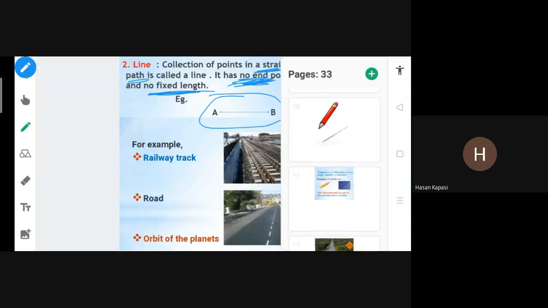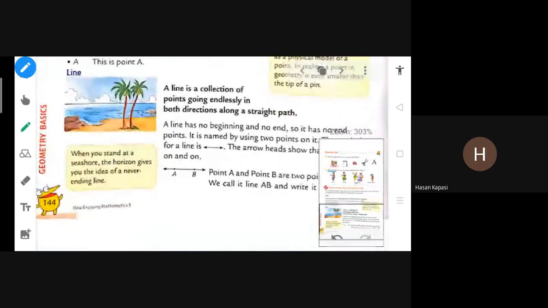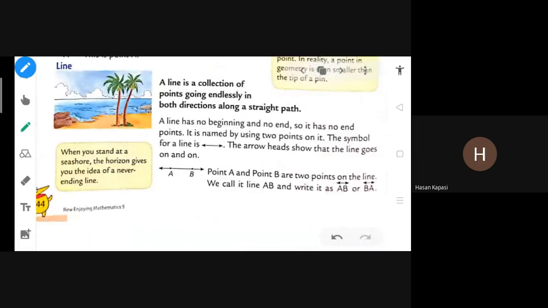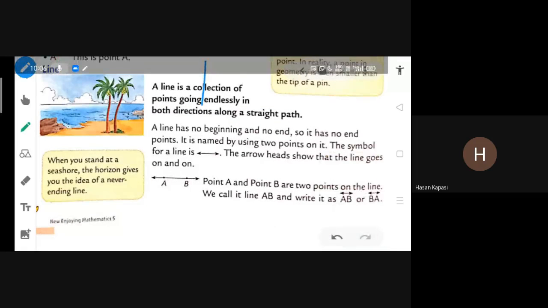Now let me see the textbook. In this you can see downside. Now who will read this? Hassan. Any other student?